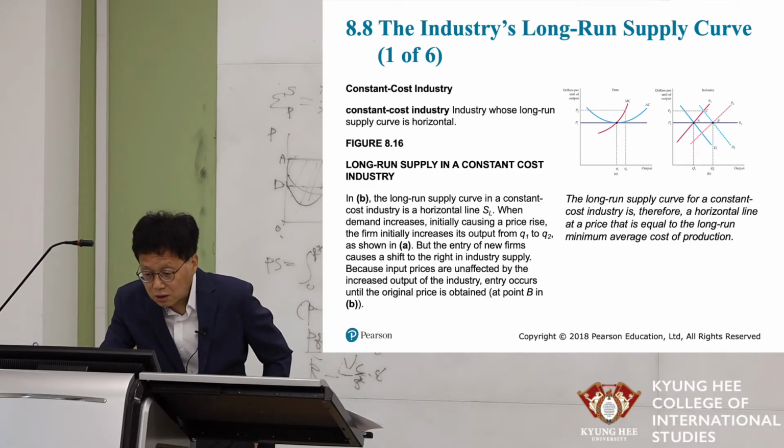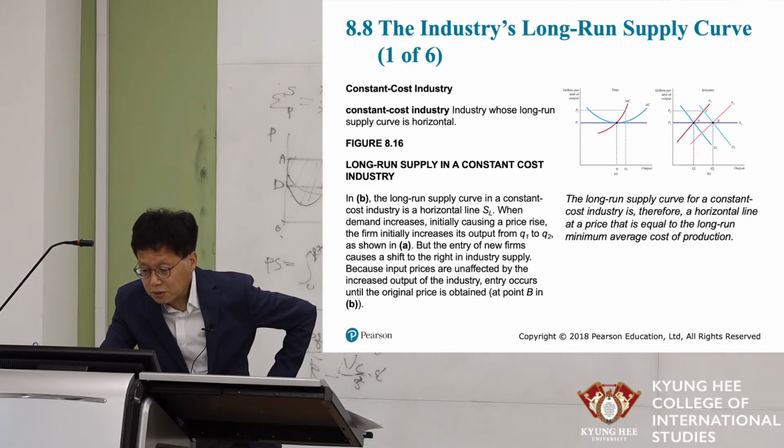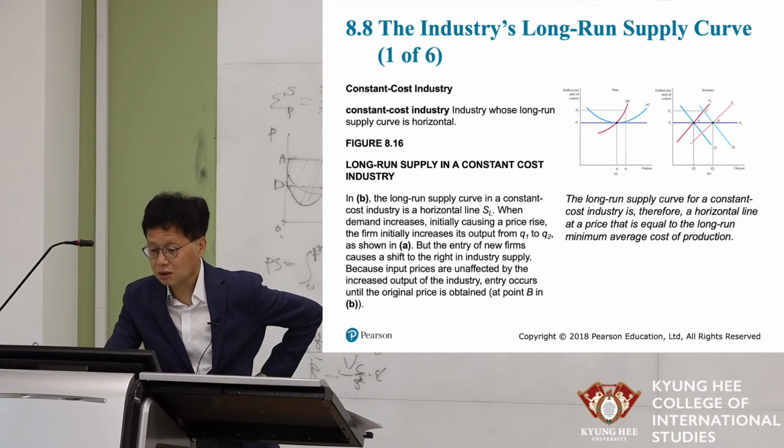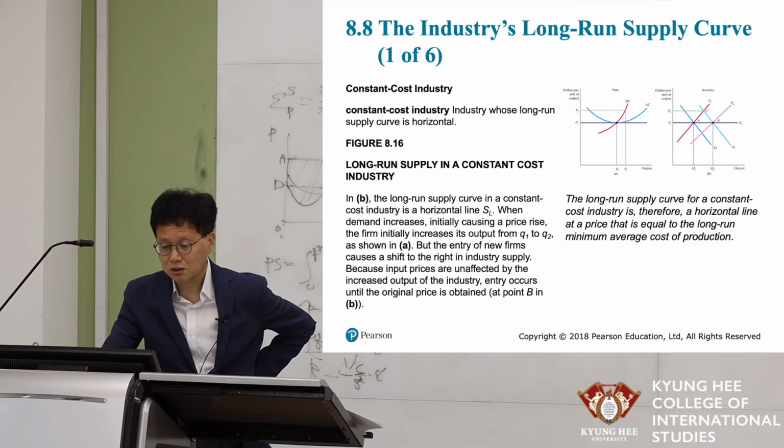So look at this. In B, the long-run supply curve: when demand increases, initially causing a price rise, the firm initially increases its output from Q1 to Q2, as shown in A. But the entry of new firms causes a shift to the right in industry supply, because input prices are unaffected by the increased output of the industry. Entry occurs until the original price is obtained. That is the constant cost industry case.